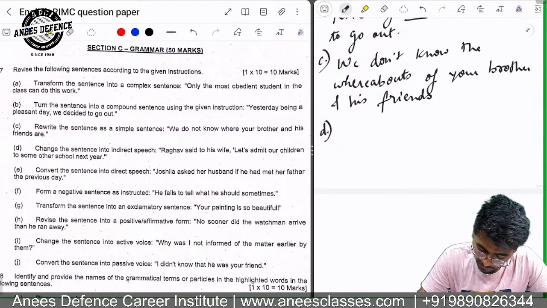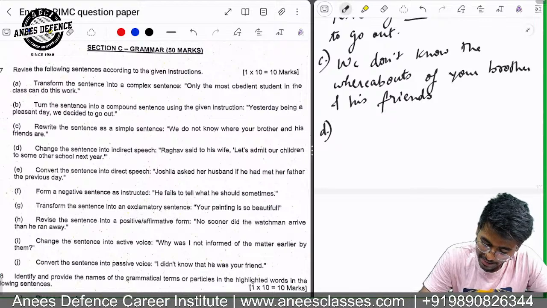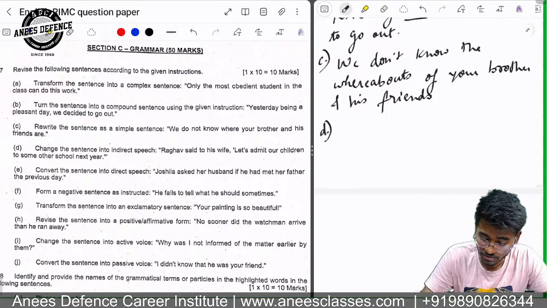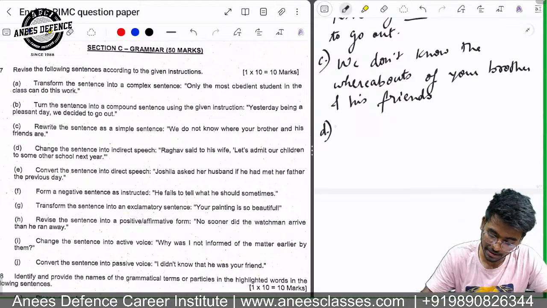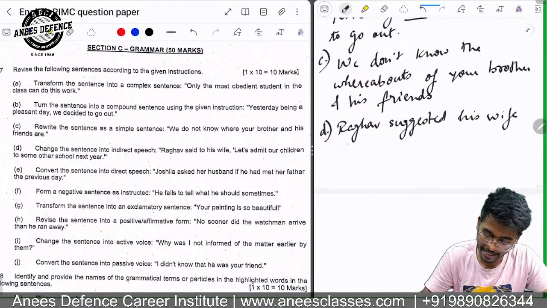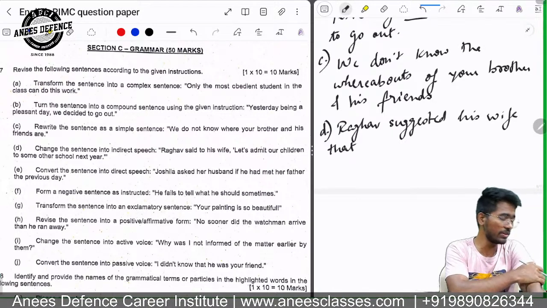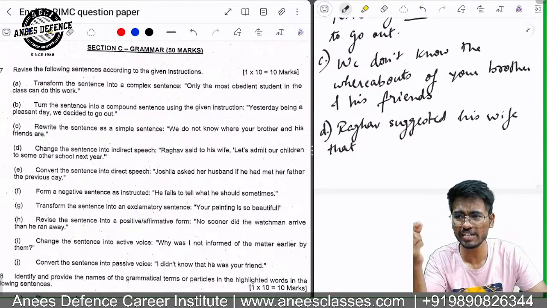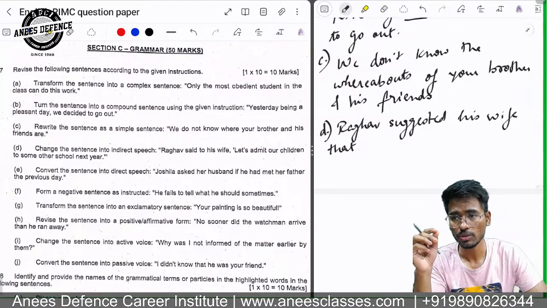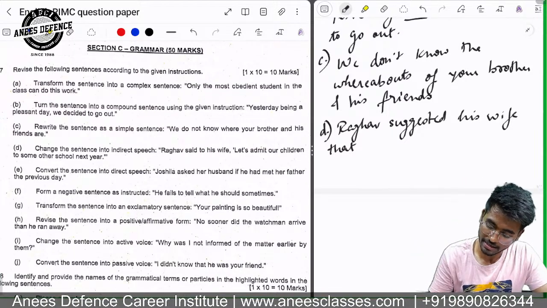So first of all, we'll read the sentence once again. Raghav said to his wife, let's admit our children to some other school next year. Now, Raghav is suggesting something to his wife. So we can write like this: Raghav suggested his wife that, and always remember, whenever you convert a sentence from direct to indirect, you use the word "that". There are certain cases where you don't, but in many cases you use the word "that". We remove the inverted commas.